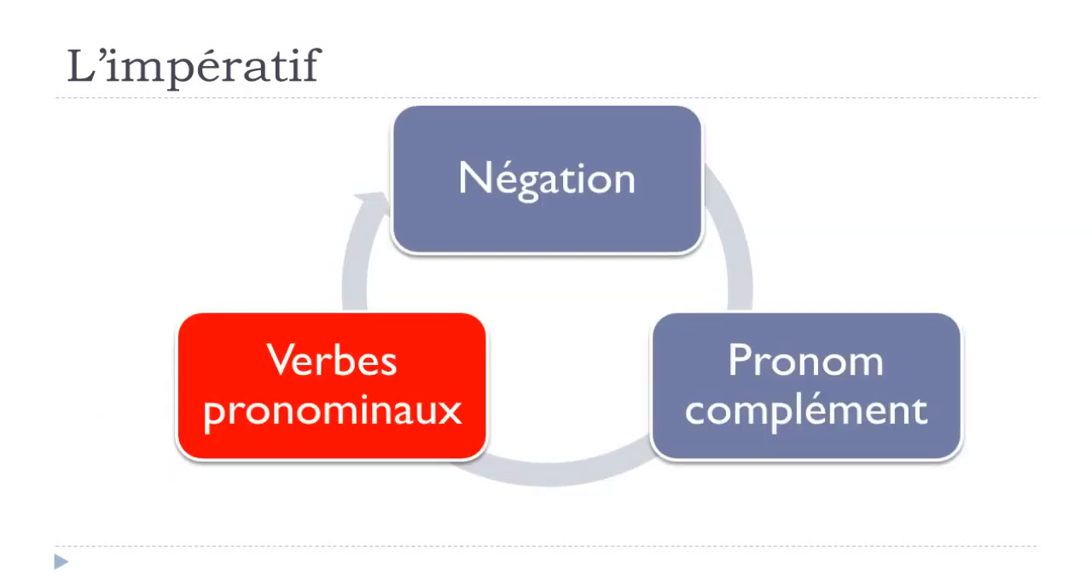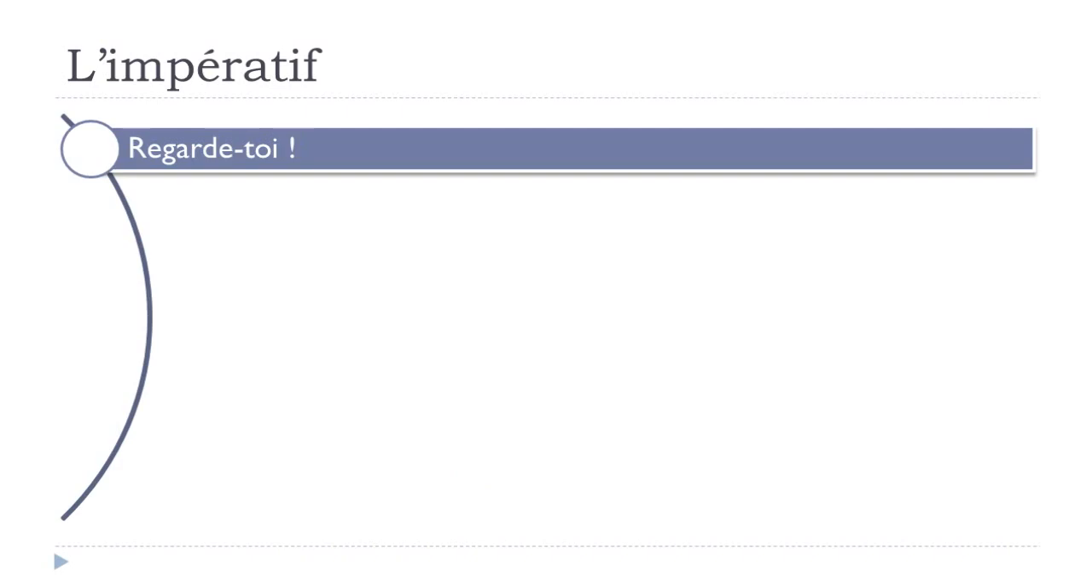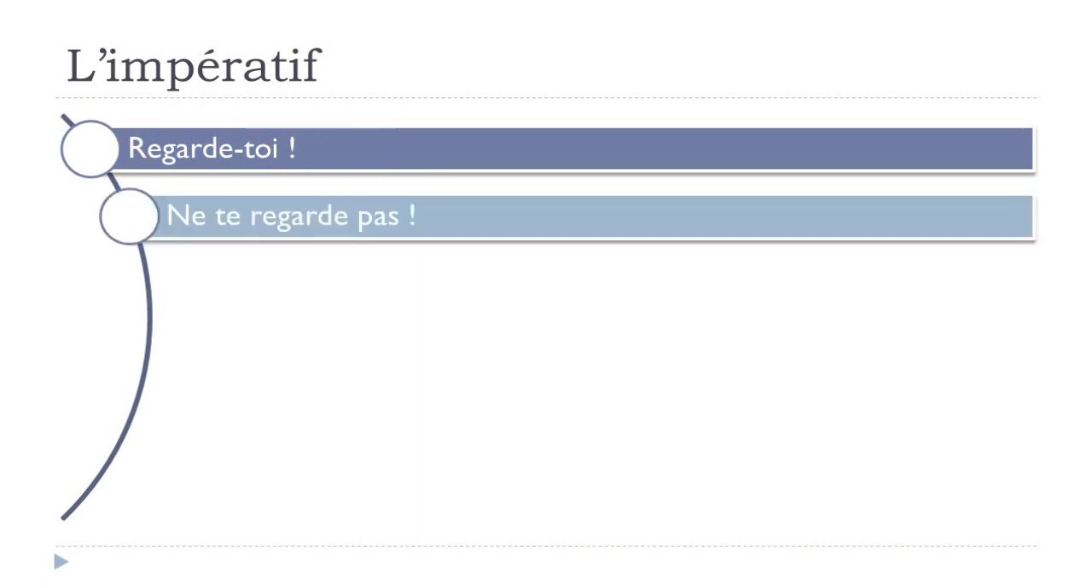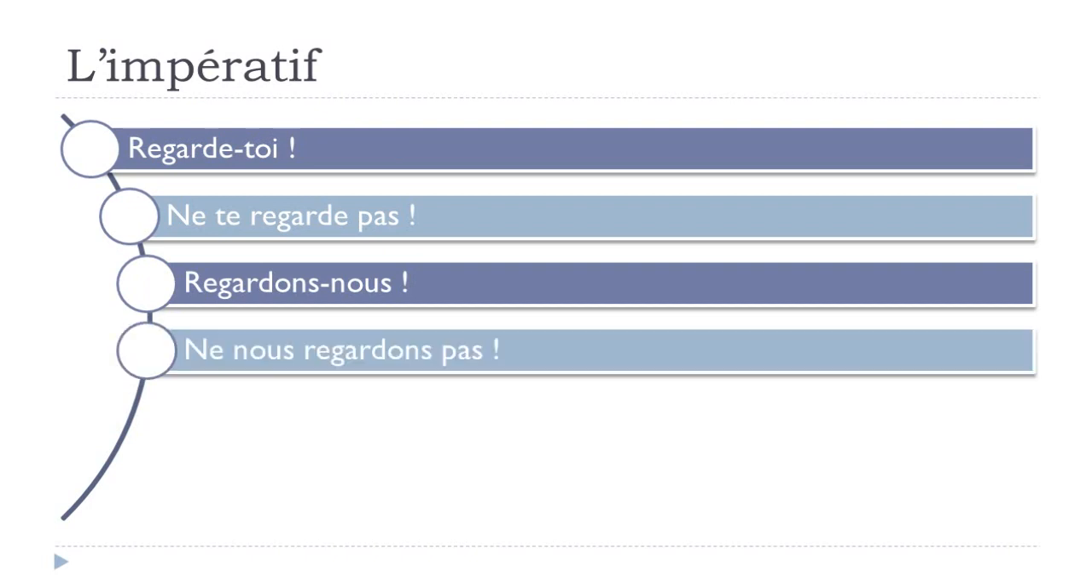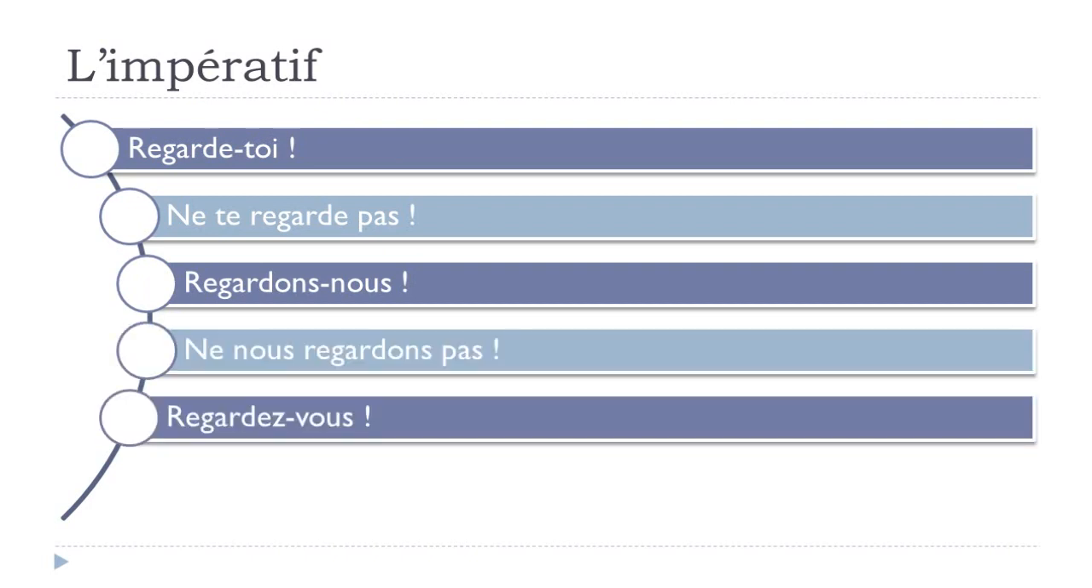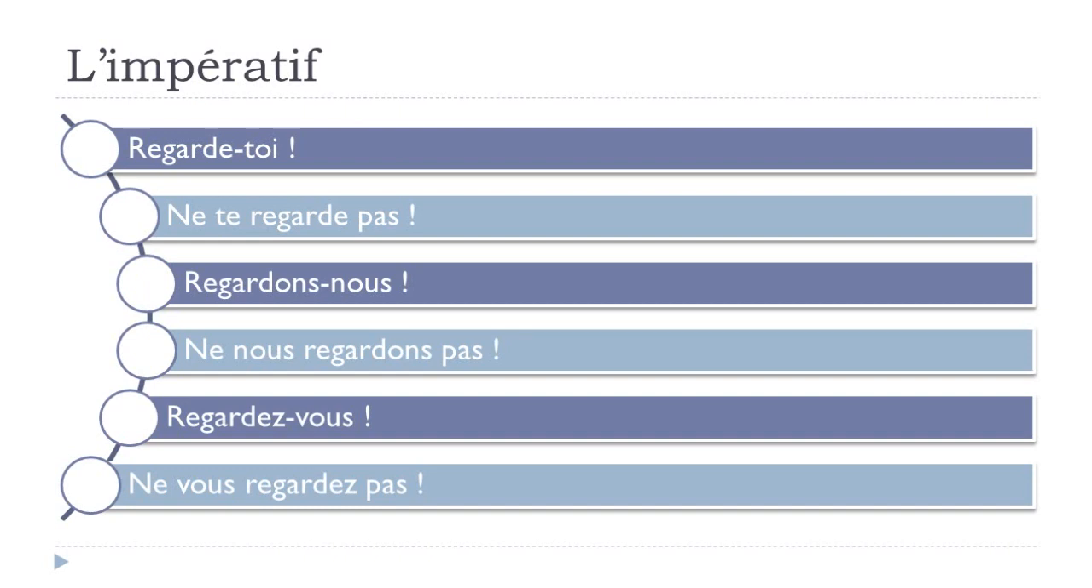So let's see now les verbes pronominaux, okay? And so I took this se regarder verb, okay? So regarde-toi. And then if you put the same structure, but then at the negative form, so ne te regarde pas. Regardons-nous. Ne nous regardons pas. Regardez-vous. Ne vous regardez pas.